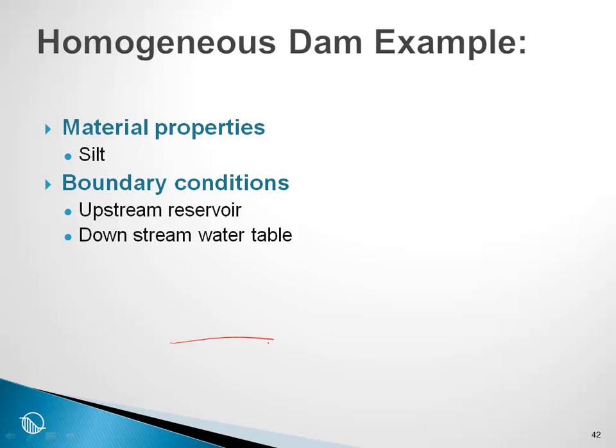So we have a homogeneous dam, and we have a reservoir on the left-hand side. So we are going to have to define a boundary condition on the upstream face, and then we are going to have to define a boundary condition on the downstream face, and look at the results and show you how to interpret the results.